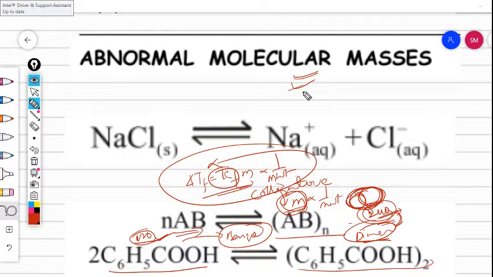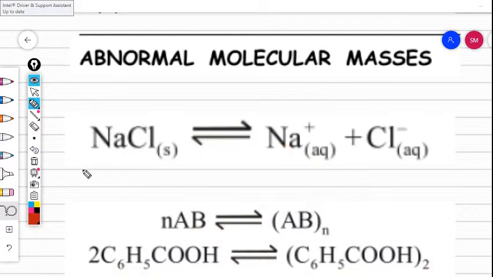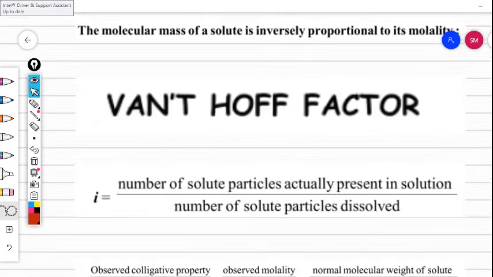Okay, so this is an important concept. This deviation or abnormal molecular weight needs to be calibrated. So for that calibration, Van't Hoff has given a factor with which, if you multiply the colligative property, it is going to give the actual weight. So Van't Hoff gave the Van't Hoff factor, which is indicated by i.